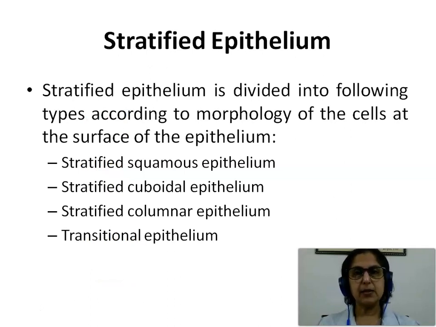Stratified epithelium is divided into the following types according to the morphology of the cells at the surface of the epithelium. These 4 types are stratified squamous epithelium, stratified cuboidal epithelium, stratified columnar epithelium, and transitional epithelium. And this division is based on the morphology of the surface cells.